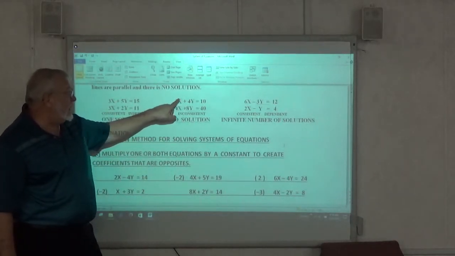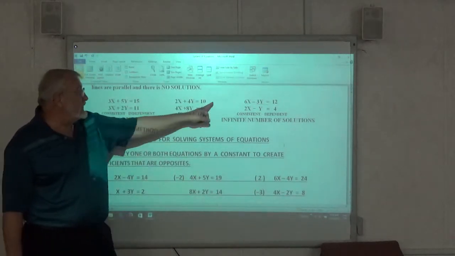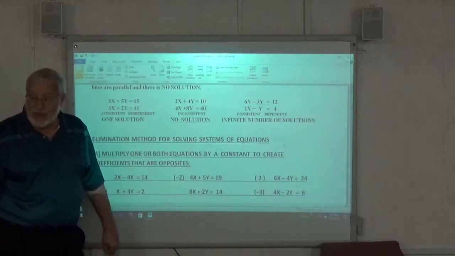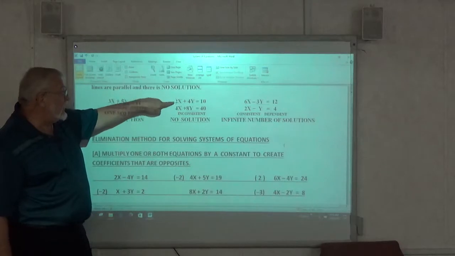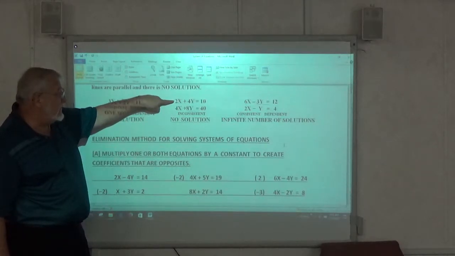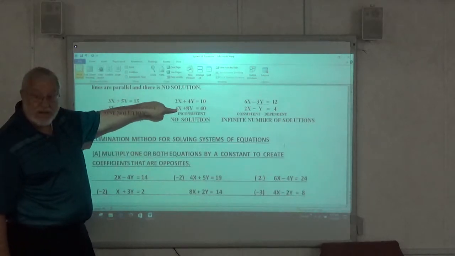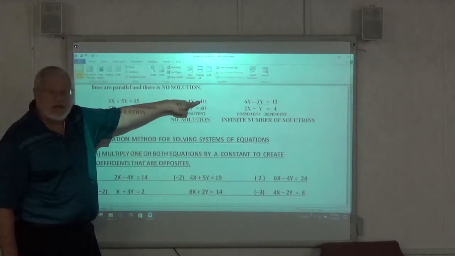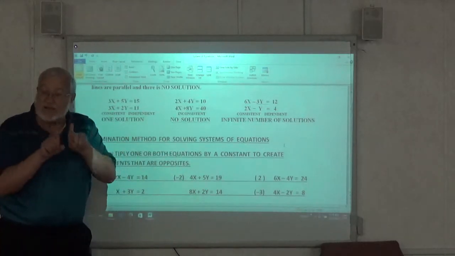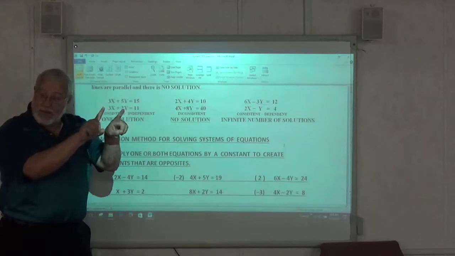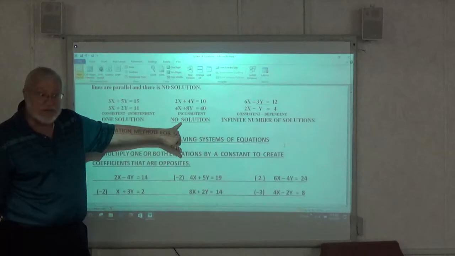Okay? Now, this one. I have a slope of -2 over 4, which is -1/2. And here I have -4 over 8, which is -1/2. Okay? The slopes are the same, and if you'll notice, this multiplied by 2 will give me the same slope, but 2 times 10 is not 40, so those lines are not on top of each other, they are parallel and separated. And so there is no solution.